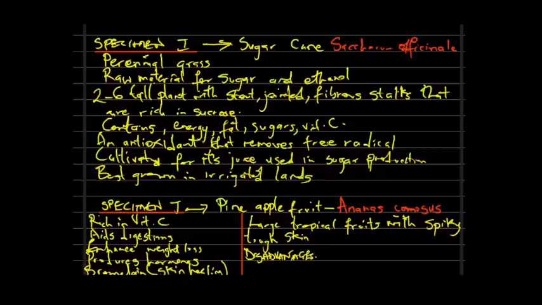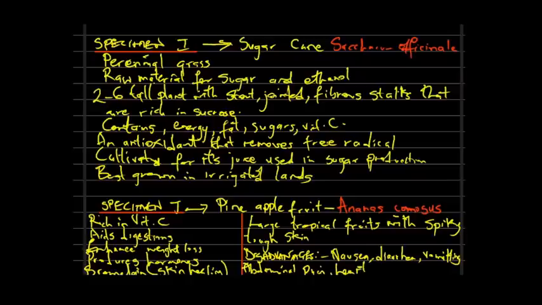Disadvantages of taking excess of this particular fruit. It can cause nausea. It can result in diarrhea. Vomiting is another thing that can result from excess consumption of this particular fruit. It can cause abdominal pain. It can also result in heartburn. So these are a few of the things that can result from excess consumption of this particular fruit.